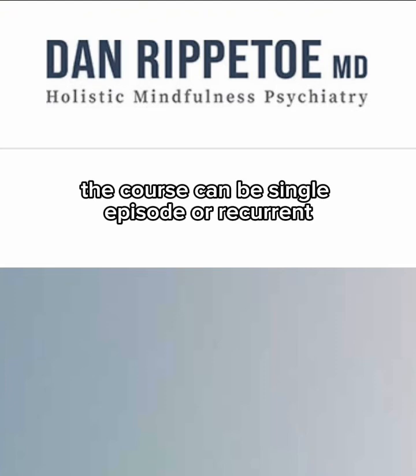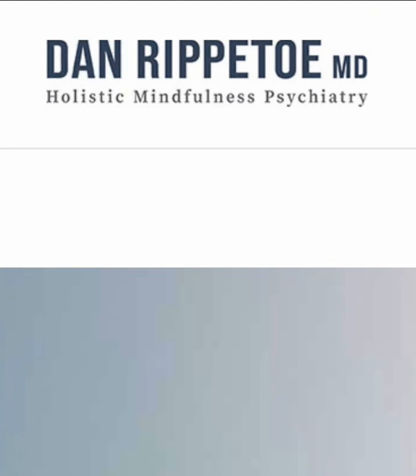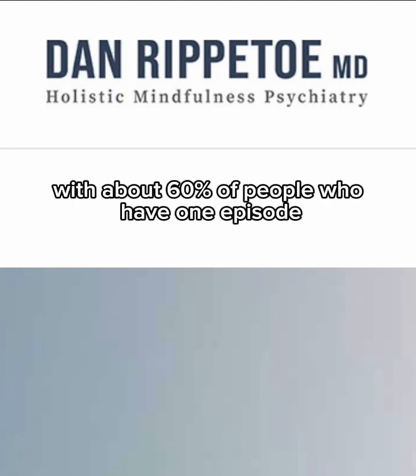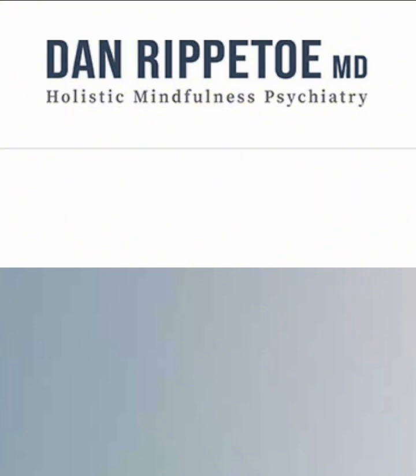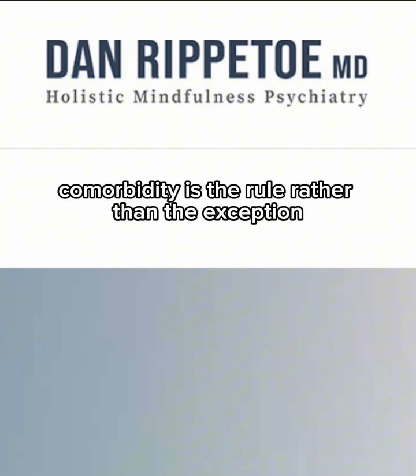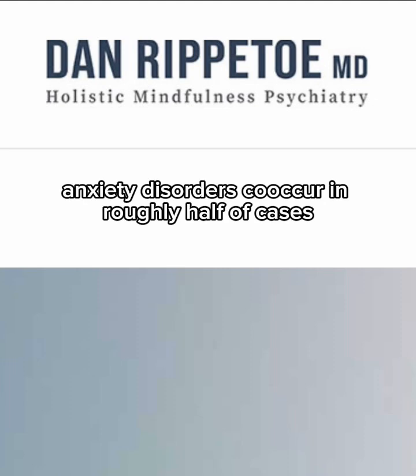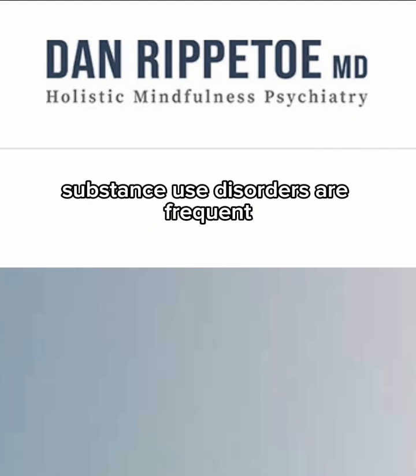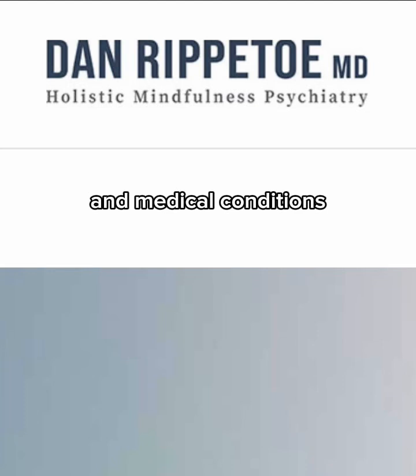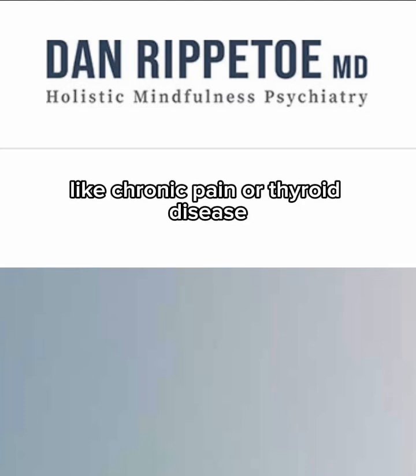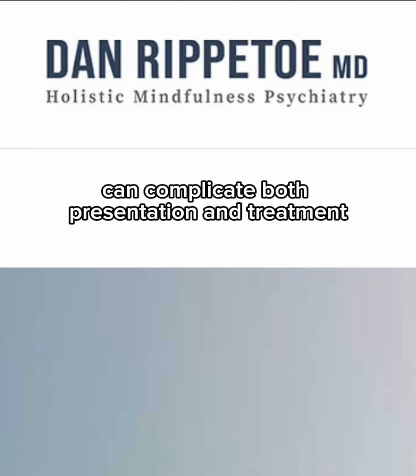The course can be single episode or recurrent. Recurrent episodes are common, with about 60% of people who have one episode experiencing another. Comorbidity is the rule rather than the exception. Anxiety disorders co-occur in roughly half of cases, substance use disorders are frequent, and medical conditions like chronic pain or thyroid disease can complicate both presentation and treatment.